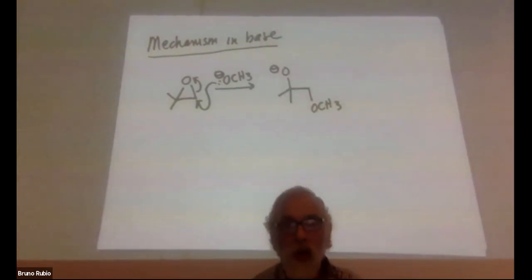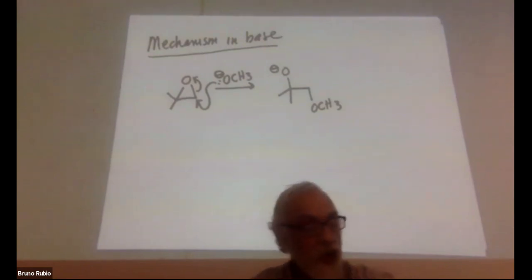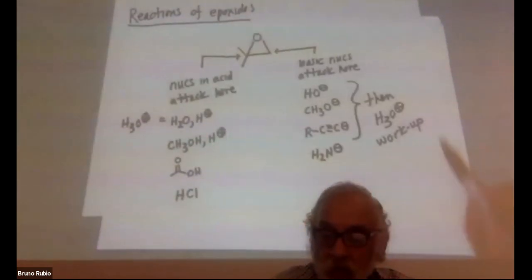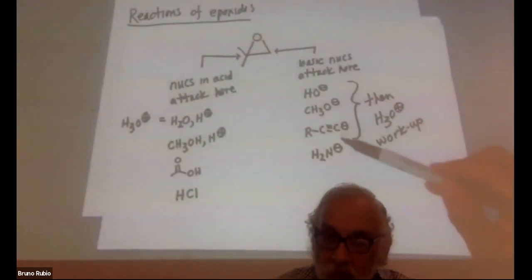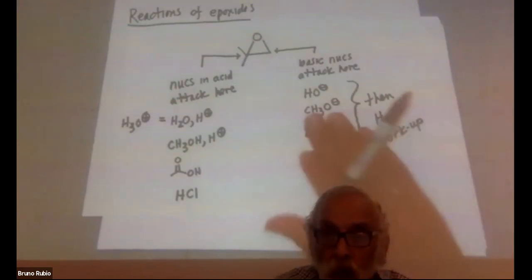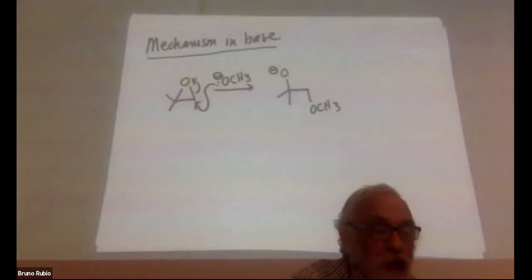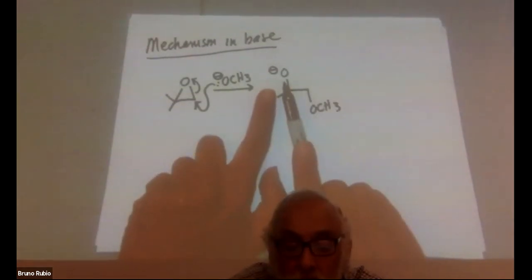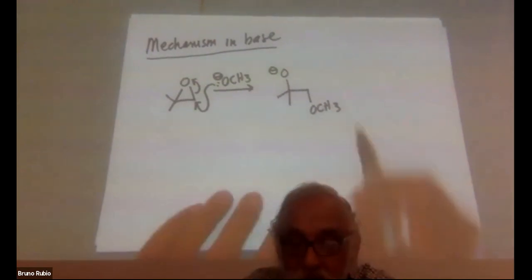And so, you know, that's it. That's it as far as opening the epoxide. Now, I said before, and I'll remind you, that after the basic nucleophile is used, we nearly always have a workup step. That workup step with aqueous acid is just going to douse this negative charge and convert that into OH.